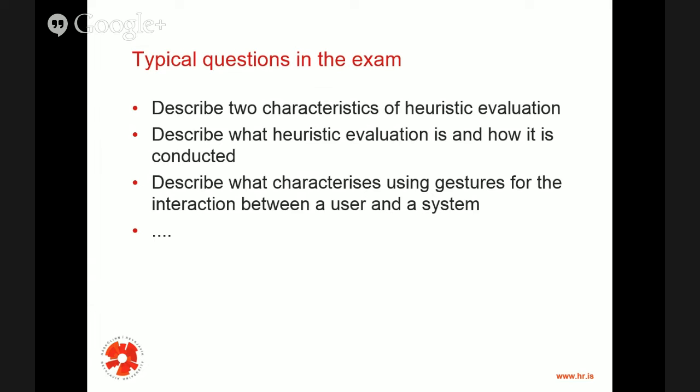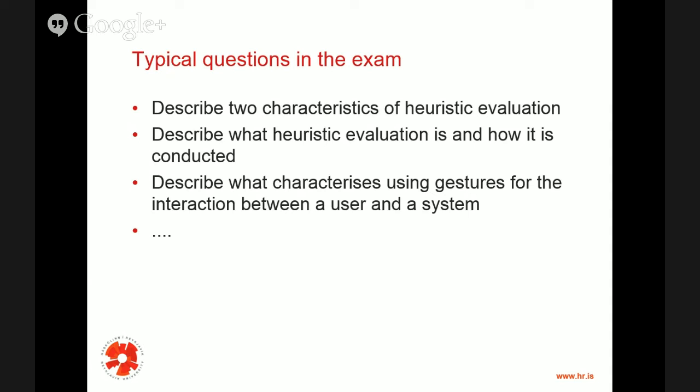You didn't really use this method, but I have told you about it, and there are several slides about how to do this. And also describe, maybe we should say, describe 2 characteristics of using gestures for the interaction between a user and the system. So I just made these up now. These are not old questions. I haven't tested those, and nobody has read those. So this is like the first iteration.